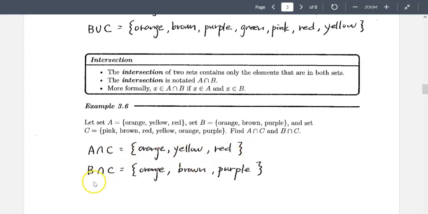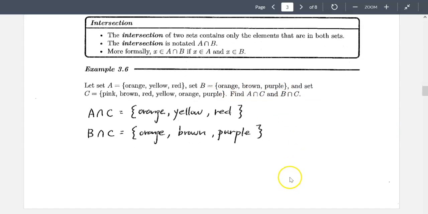Now the second example, B intersect C. If you look at B and C, what do both of those sets share? They both share orange, they both share brown, and they both share purple. All right, so that's intersection.